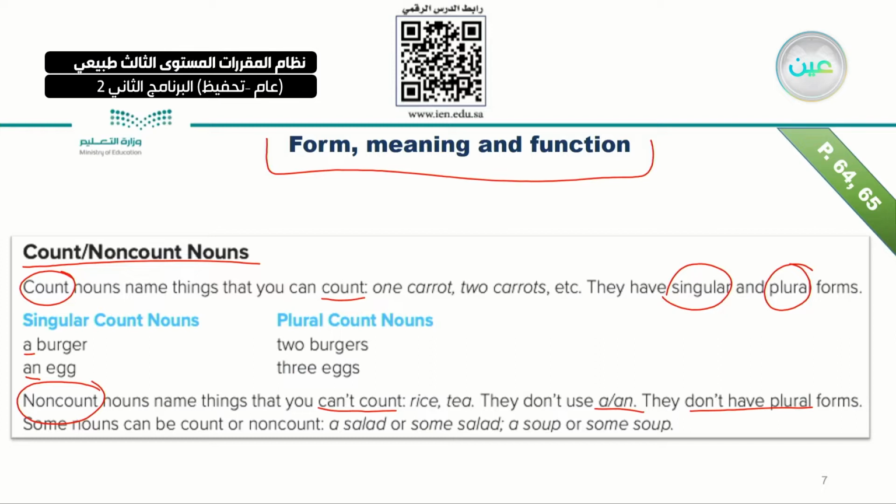Some nouns, of course, can be count or non-count, like a salad. We can say, for example, can I have 1 salad, or 2 salads, and so on. Can we have for example a salad here, as you can see, or some salad, a soup or some soup. So as you can see, soup and salad can be used as both countable and non-countable nouns.